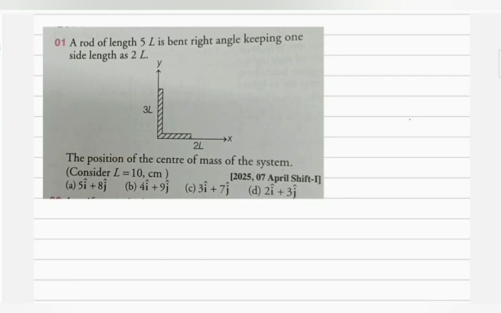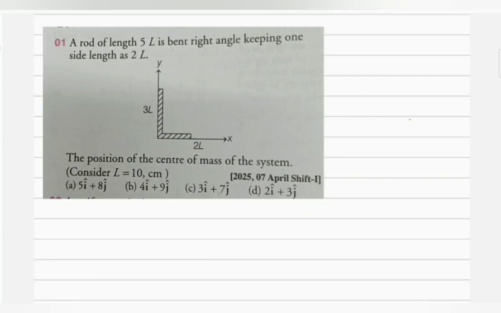A rod of length 5L is bent right angle keeping one side length as 2L. The position of the center of mass of the system. Consider L is equals to 10 centimeter. Option A: 5i cap plus 8j cap. Option B: 4i cap plus 9j cap. Option C: 3i cap plus 7j cap. Option D: 2i cap plus 3j cap. This MCQ came in JEE Mains Shift 1, 7th April 2025 examination.